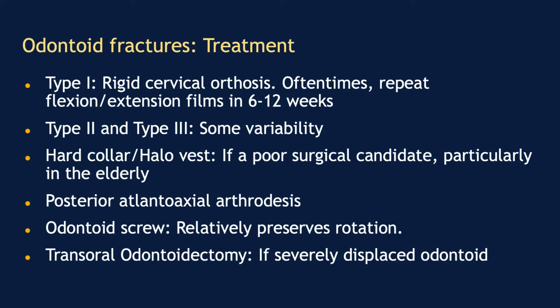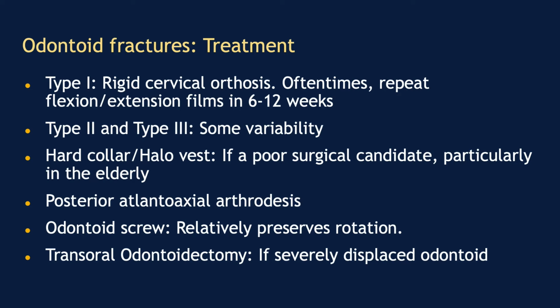In both type 2 and 3, the patient's demographics, meaning body habitus, smoking status, age, and medical comorbidities, must factor in on the decision-making process. For poor surgical candidates with minimally displaced type 2 or 3 fractures, external orthosis can be considered either via cervical collar or more commonly halo vest immobilization for several weeks and repeat films prior to removal. Posterior atlantoaxial arthrodesis, C1 lateral mass screws, C2 pedicle screws or pars screws, and C1-2 transarticular screws are all viable options.